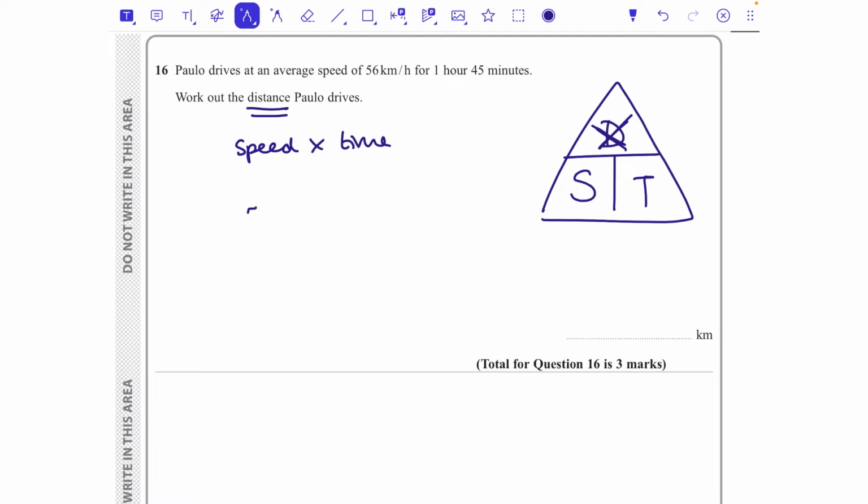Now the speed is 56 multiplied by the time. Now the time is 1 hour and 45 minutes. Now you might choose to make that 60 minutes for the hour and 45 minutes, which is 105. And you can do that, that's absolutely fine. 56 times 105, but don't forget that's going to get you an answer that's way too big because you've times per minute. So what you'll need to do is when you get that answer, divide by 60 at the end.